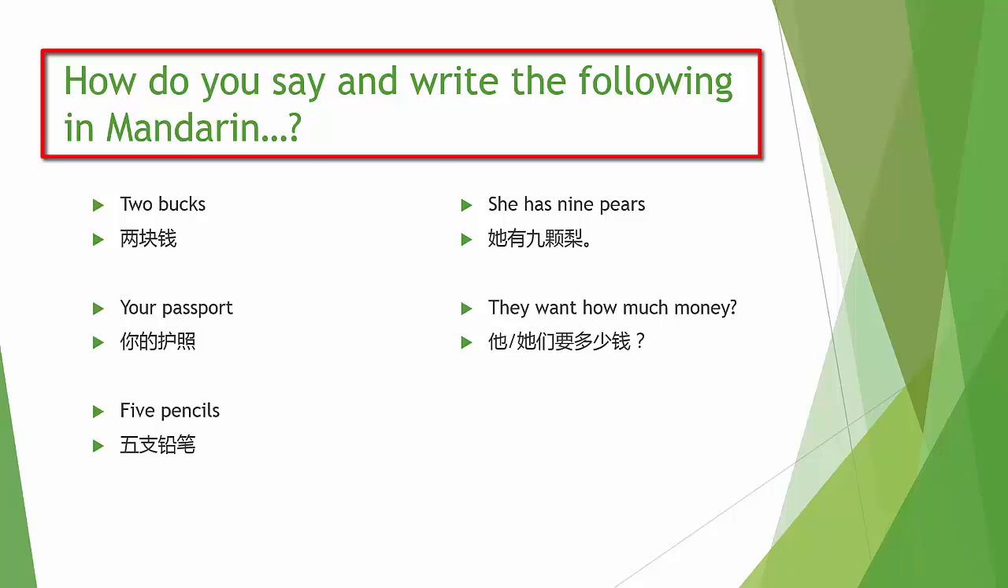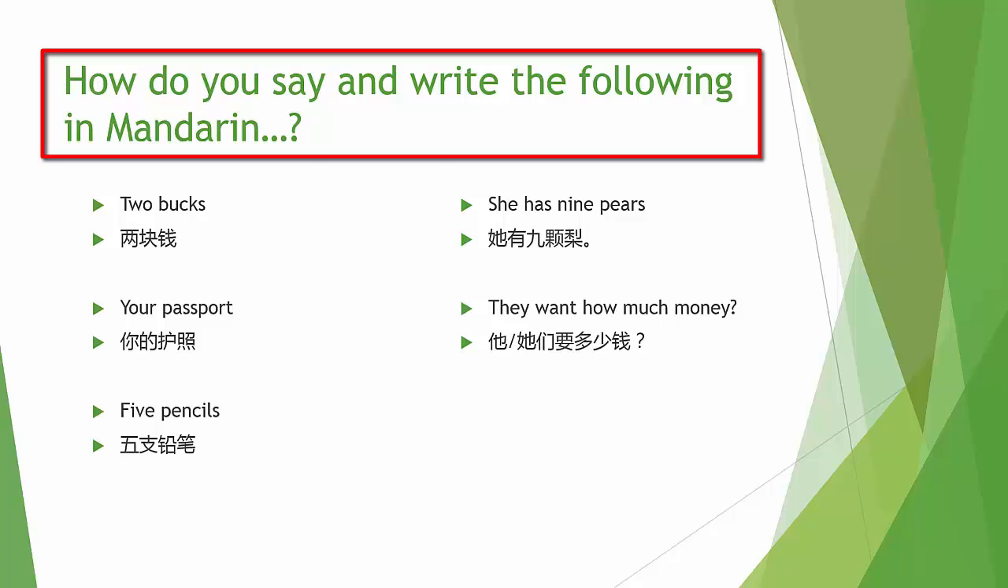So they, it can be the he or she word, but to indicate plural of he or she, it is 他们. It still sounds the same whichever word you use. 要 is want, and how much, as I said before, it is 多少. Money, 钱. So in the end, it is 他们要多少钱?